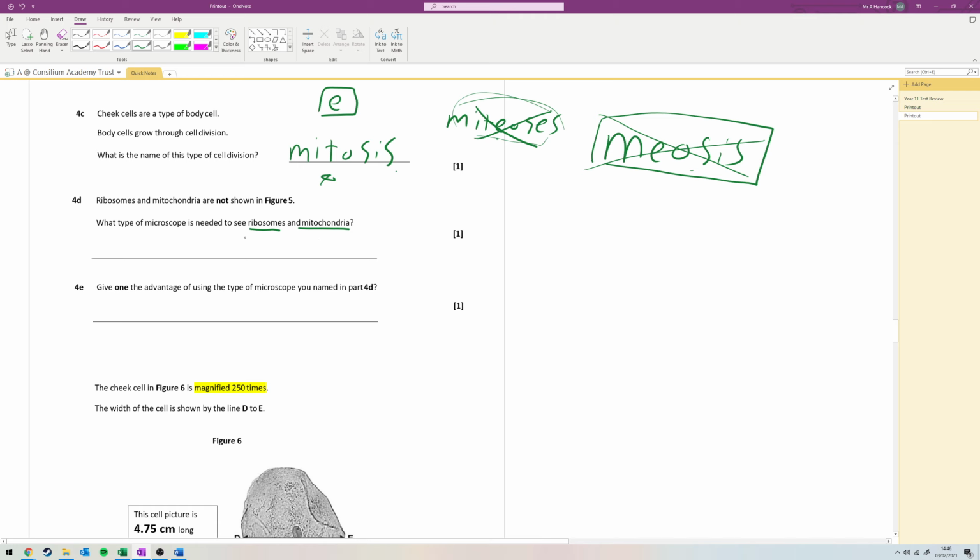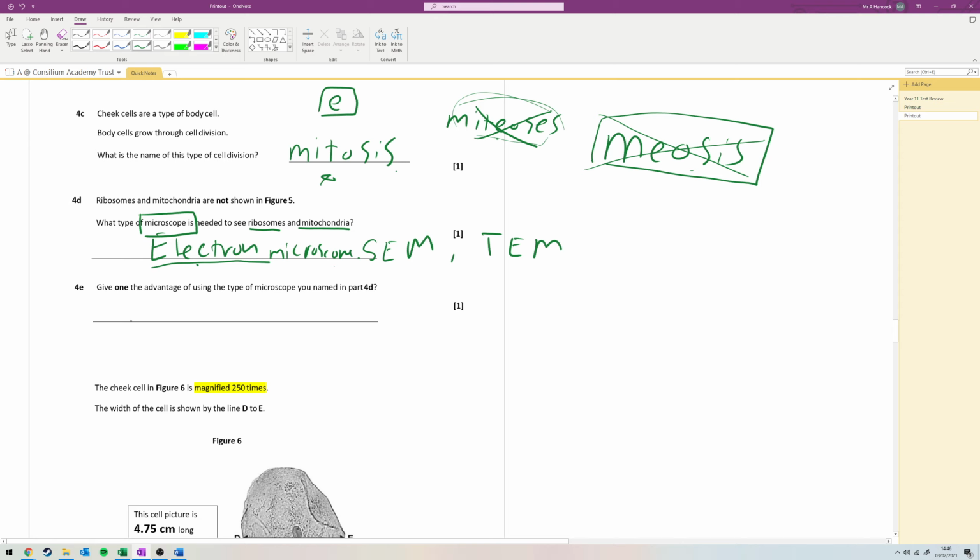Ribosomes and mitochondria are not shown. What type of microscope do you need? You need an electron microscope. You could call it a scanning electron microscope. You can call it a transmission electron microscope, but really just say it's an electron microscope. If you just wrote electron, you get a mark because it's implied you are talking about a type of microscope. But be careful about that. If they said, what would you need to see the ribosomes and mitochondria, you would have to say it's an electron microscope.